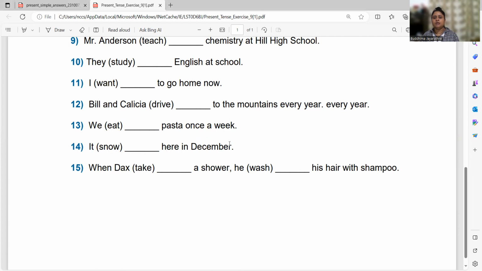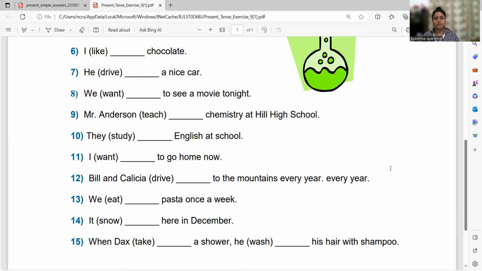December is snowing කියන්නේ. December snows කියන්නේත් නැහැ. It කියන වචනය අපි introduce කරනවා. It snows here in December. So it is third person singular. So we've learnt about this word it. It can be a සතෙක් වෙන්න පුළුවන්, ළමයෙක් වෙන්න පුළුවන්. So it's gender neutral. It can be something, right? When Dax takes a shower, he washes his hair with shampoo.